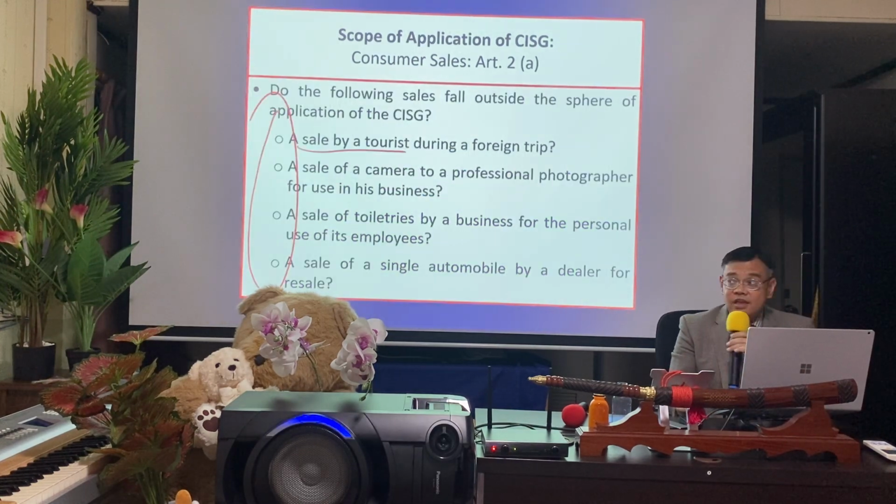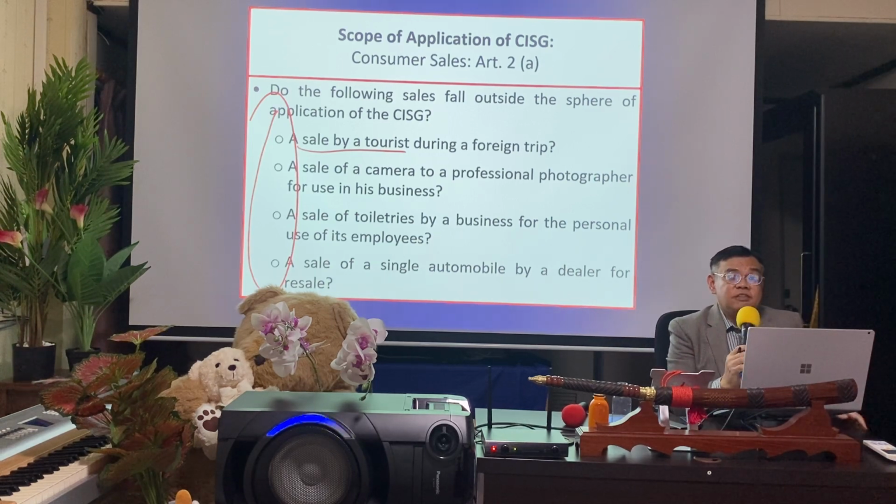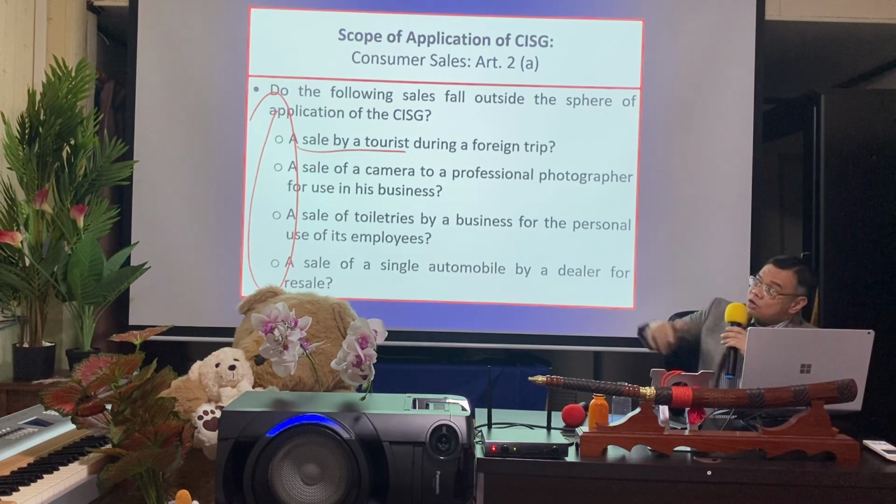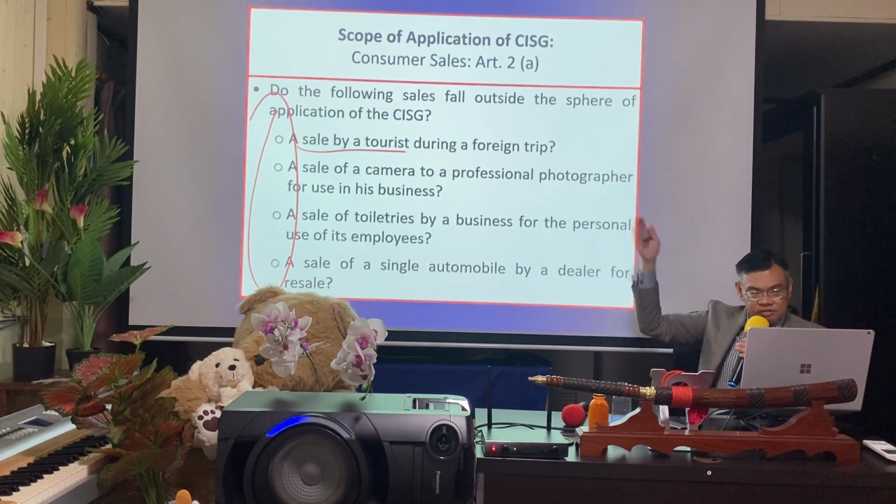But we have to consider whether or not a sale in question is a consumer sale in the sense of buying something for personal use, family use, or household use. You have to consider these transactions.